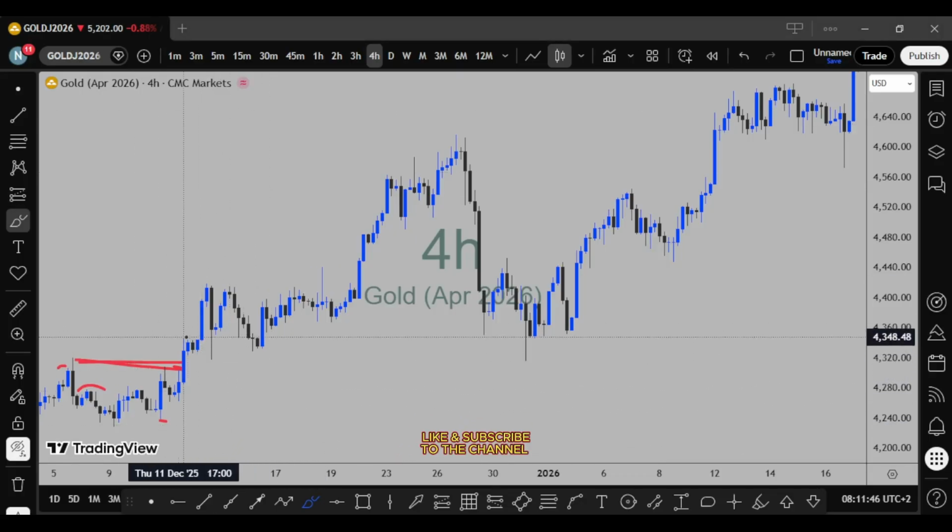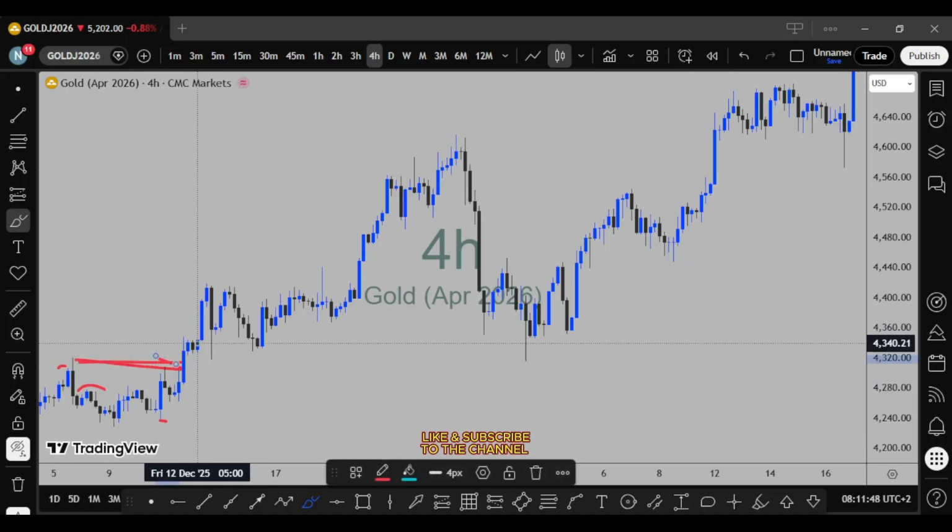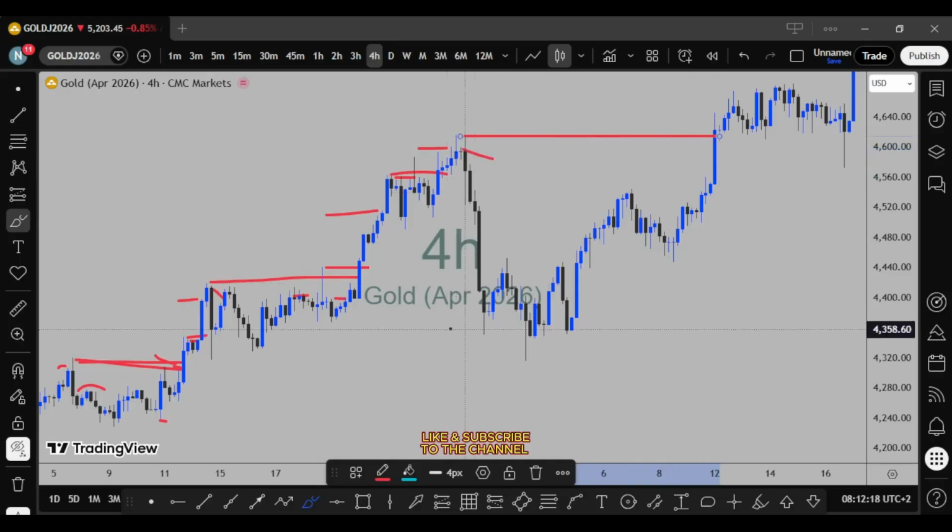We have to the right, to the left, to the right. This one broke structure. We have left, right. We broke structure here. We have a BOS, or you can see left, right. We have it here. We climb, we go up, we go up, we go up. We have left, right, and then we break.